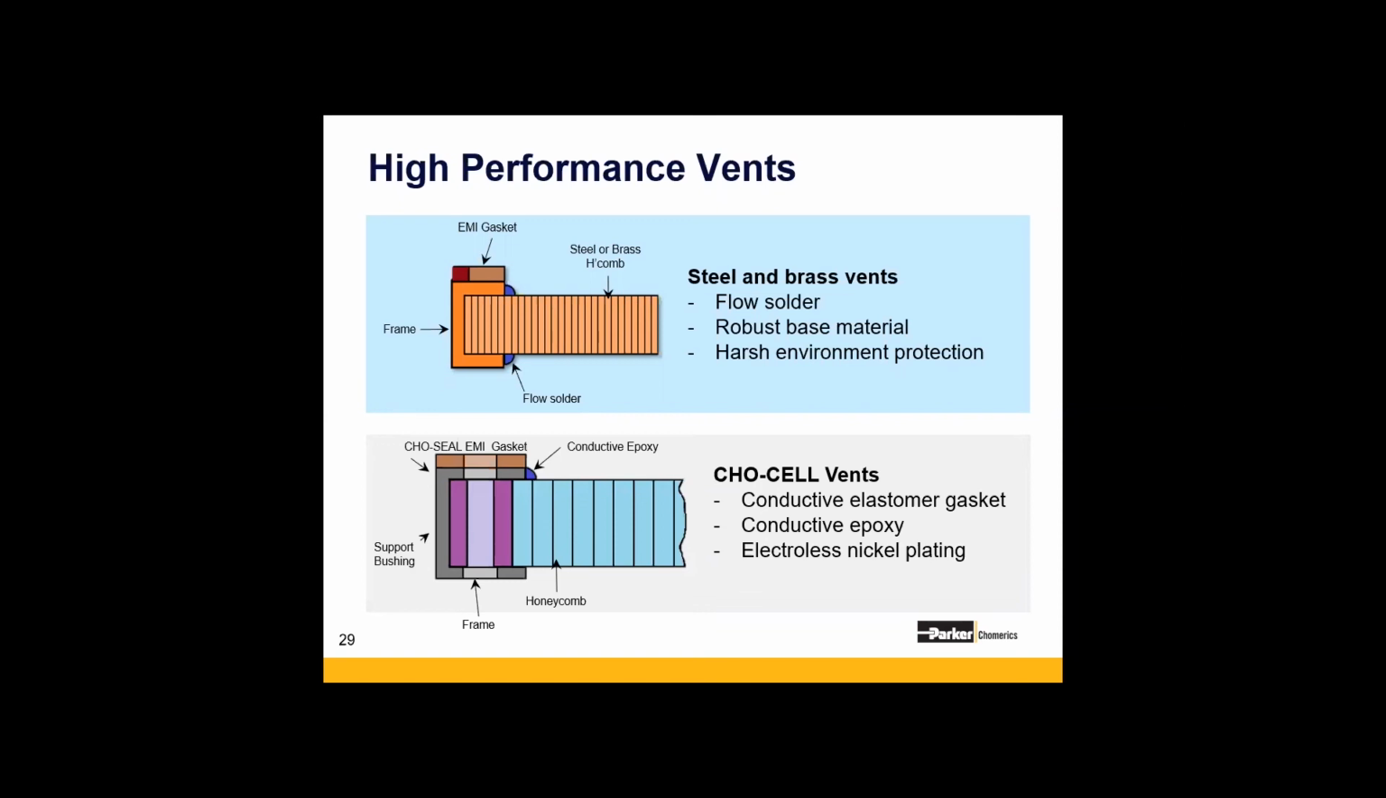And the other vent that's in our category of high performance vents is the co-cell design. It's a pretty standard military offering, and it's a higher cost, higher performance vent. It's an aluminum vent, again, with an electroless nickel plating, and it actually uses a co-seal conductive elastomer gasket to get up to 90 dB attenuation across the entire frequency spectrum, from about 200 megahertz up to about 10 gigahertz. And finally, one of the other benefits that we see is the conductive epoxy, that little bead there, that actually helps ground the frame to the honeycomb. And as Sierra mentioned, the incorporation of a bushing that eliminates FOD.